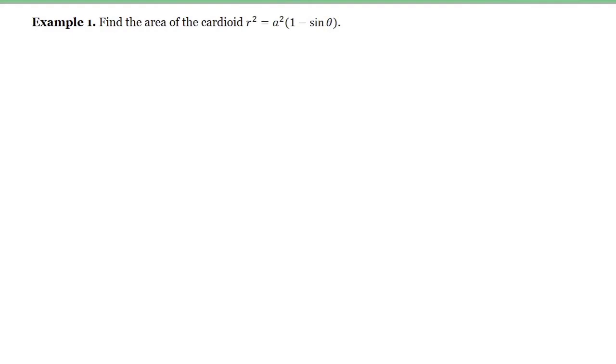Example number 1, find the area of the cardioid. r squared is equal to a squared multiplied by the quantity 1 minus sine of theta. So dito, sinabi niya na agad na yung graph na i-expect natin is a cardioid. Cardioid from the word cardio. Cardio means heart. So ibig sabihin, ang graph natin nito ay mukhang puso. No? So kung ipag-graph ka ng puso, ay bigyan mo siya ng equation na to.